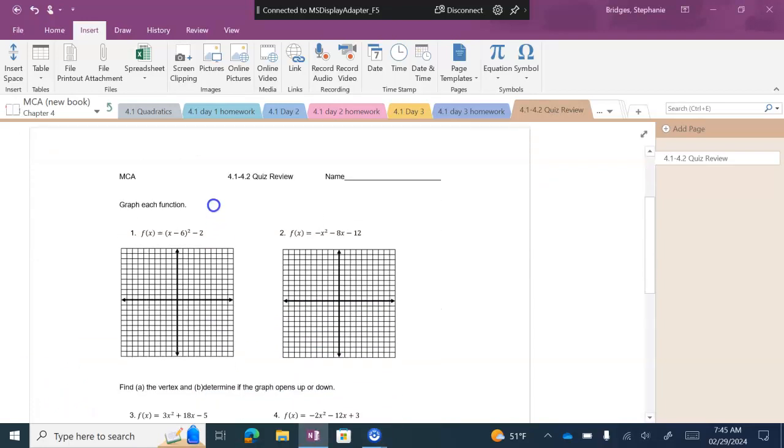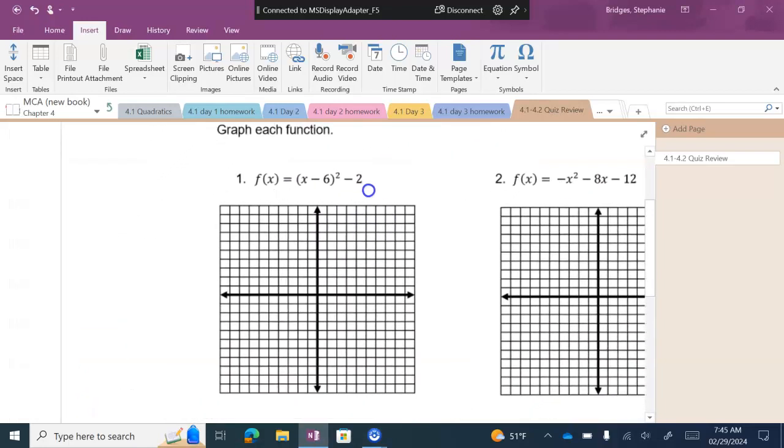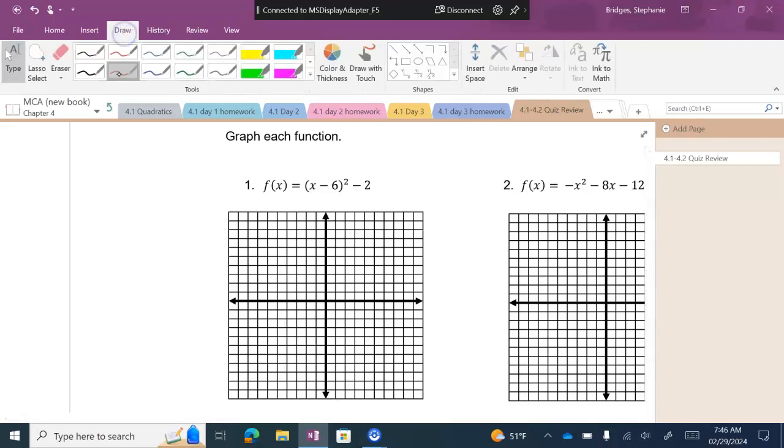All right, let's take a look at that first one. We are graphing the function here. Is that vertex form or standard form? Vertex form. So remember, vertex form is f of x equals a times x minus h squared plus k. So we're going to pick out our vertex.